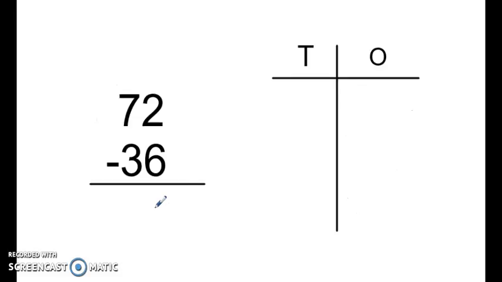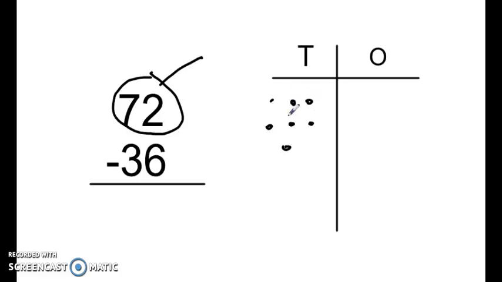We'll do one more problem together. Here I have 72 minus 36. Because we are subtracting, we are only focusing on this top number. This is the number we will draw. So 72 has 7 tens, 3, 4, 5, 6, 7, and 2 ones. 1, 2.